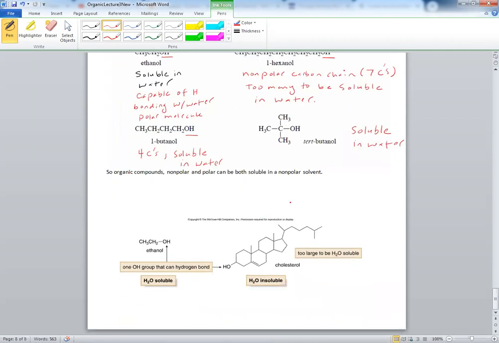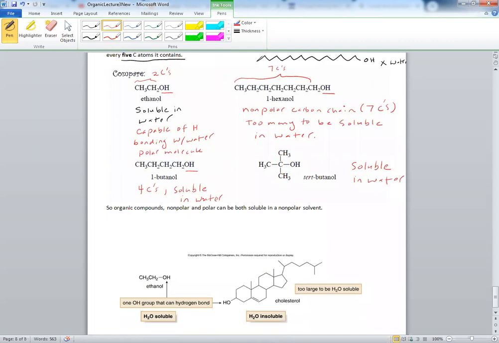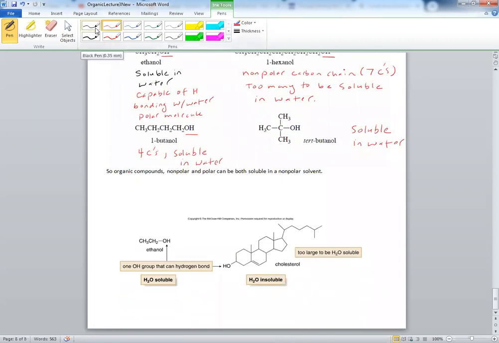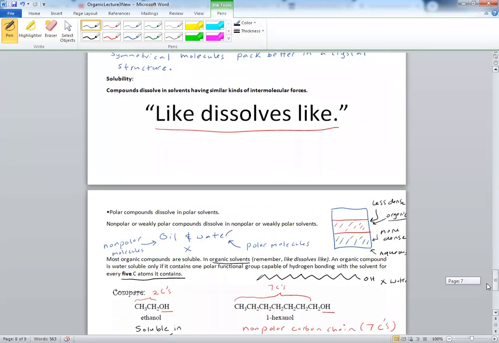Just to wrap up, there's a reason why cholesterol is not soluble in water versus ethanol. This is just way too big. All of it is nonpolar chains and rings, and you only have this OH. So it's simply too large to be water soluble, versus ethanol, which is soluble. Very well.